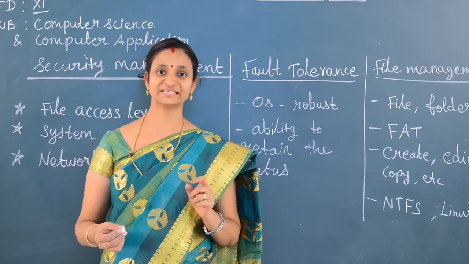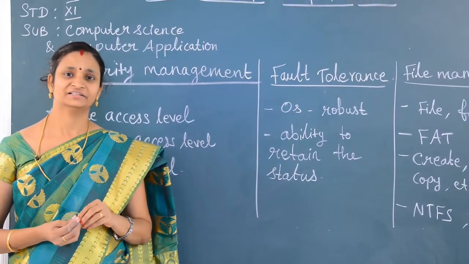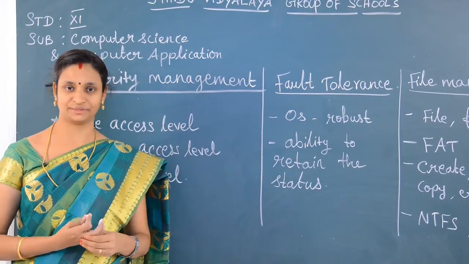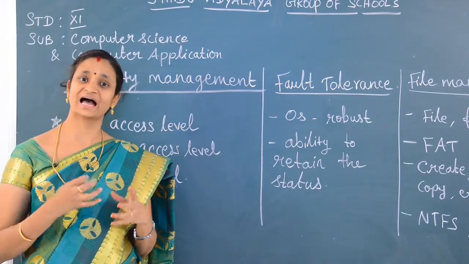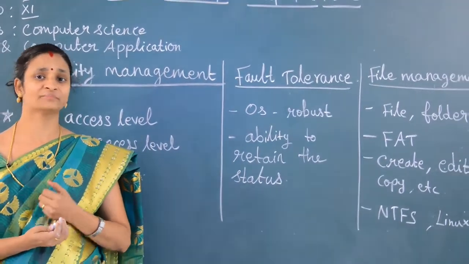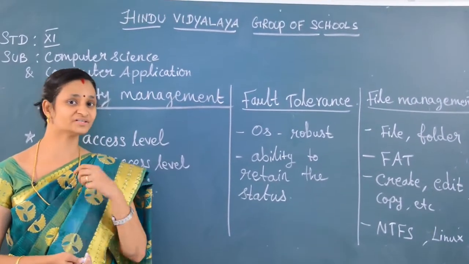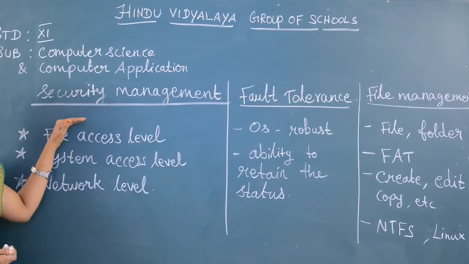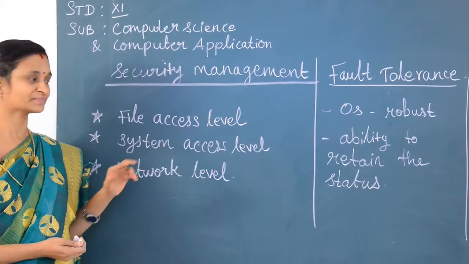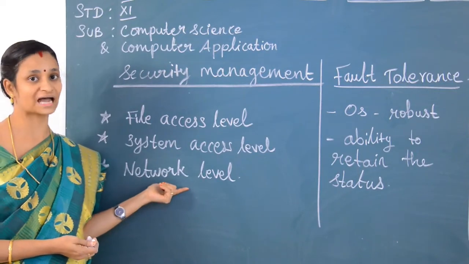Let us discuss security management. Here, security is going to be the major challenge in our software industry. Of course, most hackers want to hack personal details from the user. So security becomes a very big challenge in our software industry. The operating system provides security at three levels: file access level, system access level and network access level.